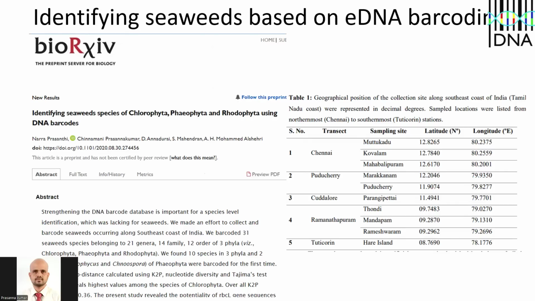So what we did, we went for sampling on the southeast coast of India, and we collected 1 liter samples in all these 5 sampling stations. After collecting the samples, we went for eDNA barcoding. To our surprise, there are only 23 species recorded so far on the southeast coast of India, 23 seaweed species, but we got 31 species. So we know that the traditional method of survey is missing many things.